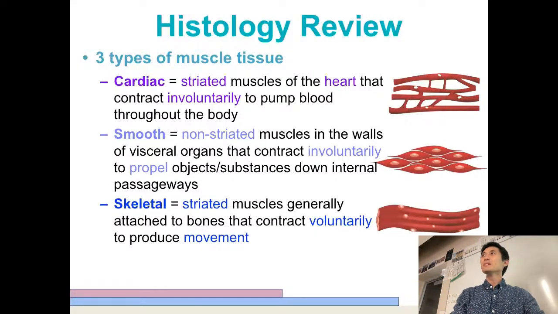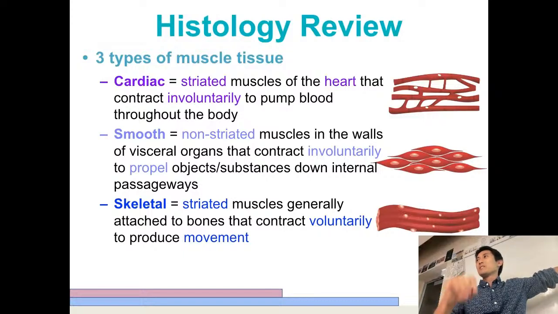Okay. So you should already have this chart down somewhere, right? You guys have that? It should be in unit 1. So make a little asterisk: muscle tissue types. Look back at page 23 or something like that.